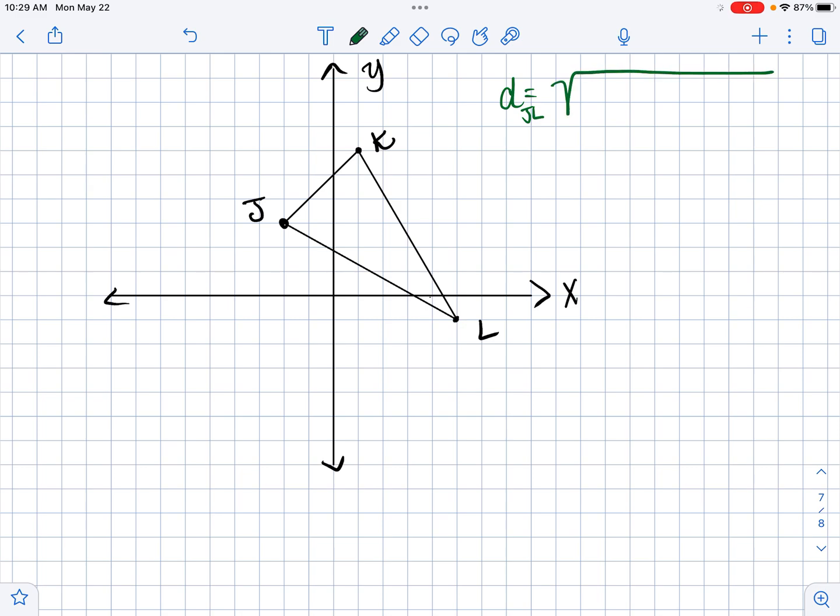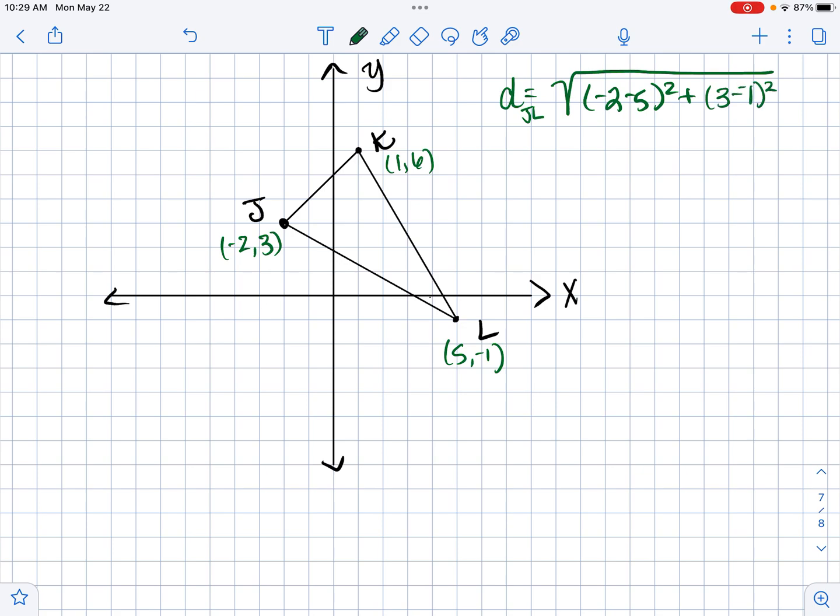I should have written them down here. Let me do that real quick. It just helps me to be able to see them. That was 1 and 6, and this was 5 and -1. All right, so the two x values for J and L are -2 and 5. So -2 minus 5 squared. And then the two y values were 3 and -1. So 3 minus -1 squared.